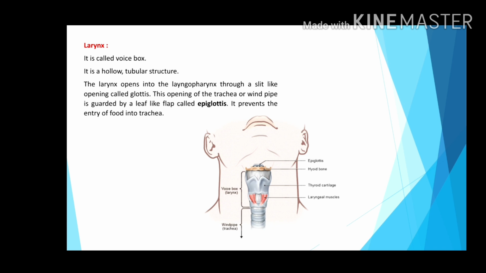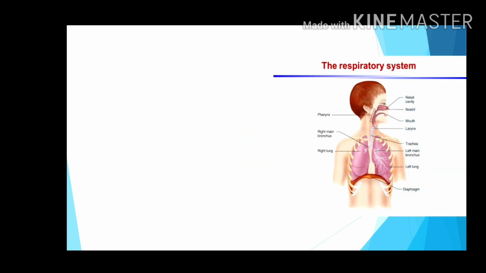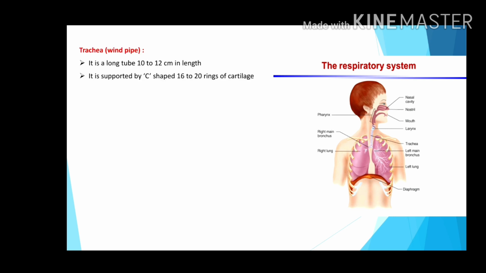There's a small leaf-like structure called the epiglottis, which helps in preventing the entry of food into the trachea. Next, we come to the trachea. It is a long tube which is 10 to 12 centimeters in length and is supported by C-shaped cartilages so that it does not collapse. It also has epithelial lining and mucus glands, which help in trapping the unwanted particles which enter inside the lungs.